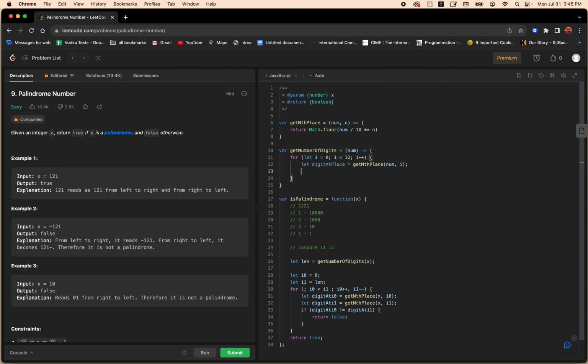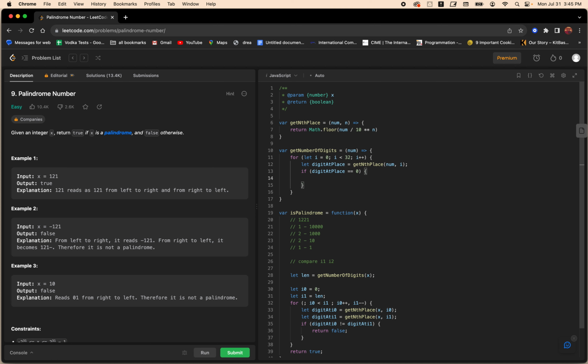Okay, guess what? If the digit at place is 0, that means we can return I plus 1 because we just can. Because if it's a 1-digit number, then we will at least get through here once because, of course, it has an nth place digit in the one's place, so we'll at least get there. I will be 0, and what we want actually is 1, the number of digits. Okay.